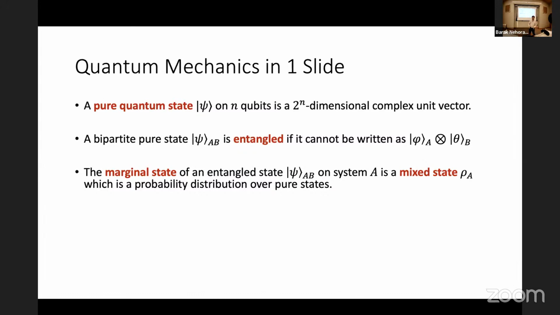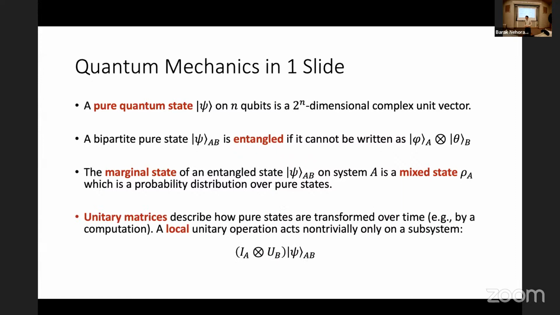By definition, it cannot be described as a pure quantum state. There's no unit vector that describes the state of these first n particles. Instead, it's in what's called a mixed state, rho sub A, which is just a probability distribution over pure states. So we say that the marginal state of this entangled state is a mixed state.